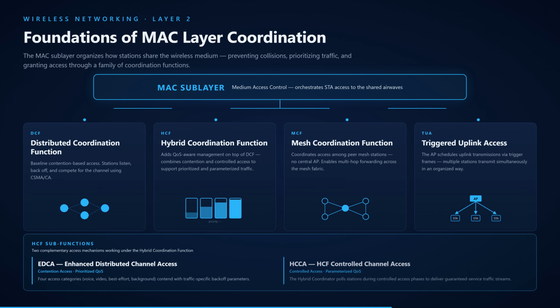Beyond these standard interactions, the architecture extends to more complex environments. For networks where devices form a web of interconnected nodes rather than connecting to a central point, we use mesh coordination function to manage those distributed links. Finally, to further streamline how devices send data back to a central point, we use triggered uplink access. This allows the network to organize and facilitate transmissions from multiple devices in a highly structured way, reducing interference and ensuring the entire system remains efficient and orderly.